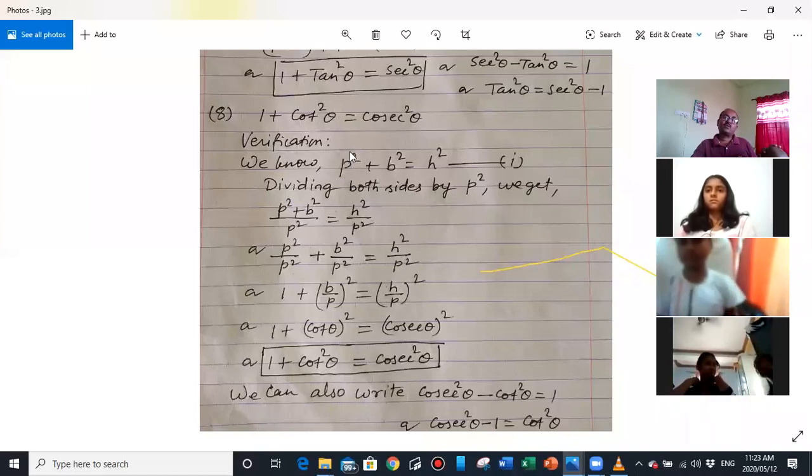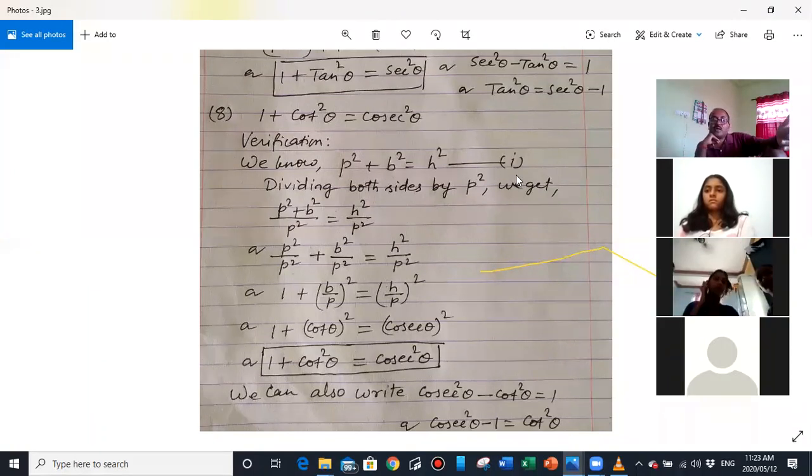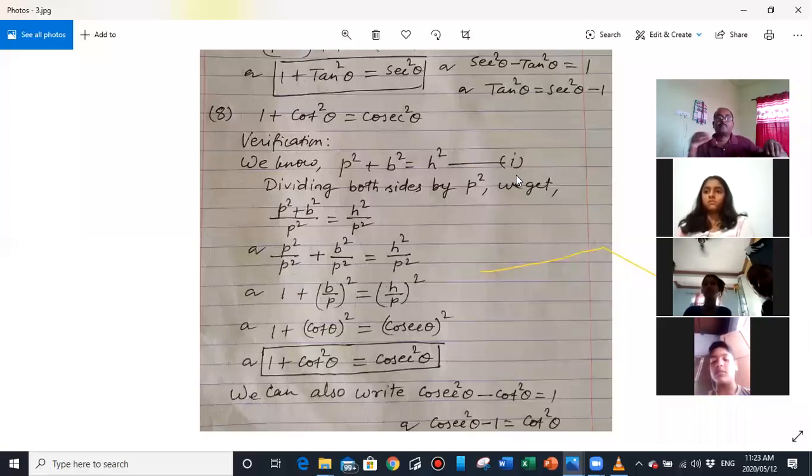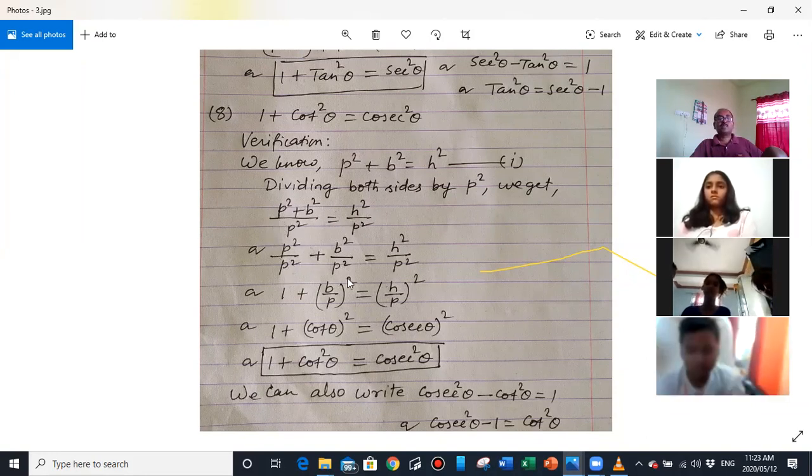We will start with the Pythagoras theorem, but now we will divide both sides by p square. See, one by one we are changing. In the first formula we divided by h square, in the second formula by b square, and in the third formula we are dividing by p square. So p square plus b square by p square equal to h square by p square. Now break down: p square by p square plus b square by p square equal to h square by p square.